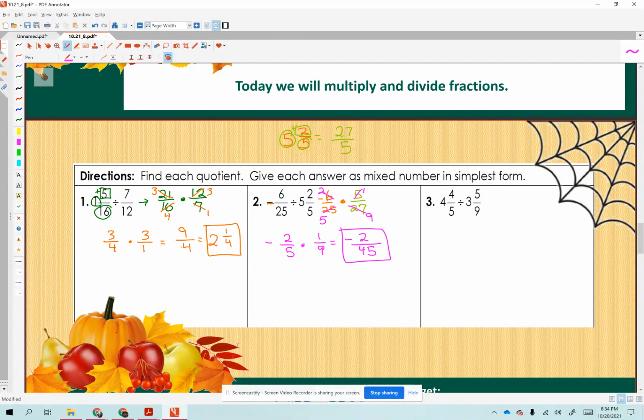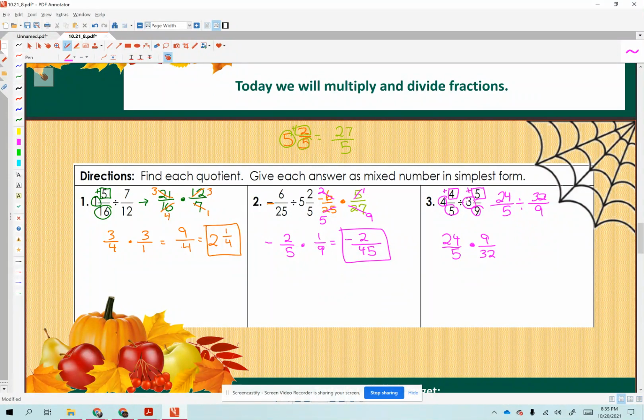So for number 3, we'll first write the improper fractions. 5 times 4 is 20, plus 4 more is 24. So that's 24 over 5 divided by 3 times 9 is 27, plus 5 more is 32, divided by 32/9. So now we'll rewrite this where we keep the first fraction, change the division to multiplication, and invert the second fraction.